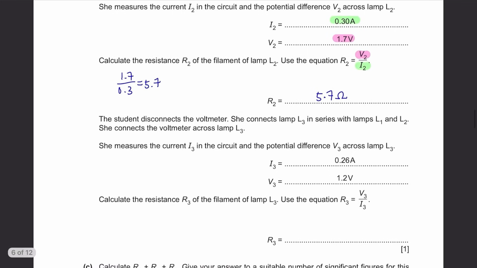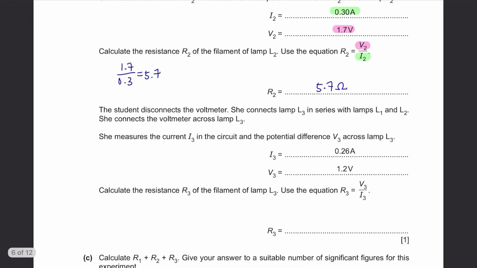Calculate the resistance R3 of the filament of lamp L3. Use the equation R3 equals V3 over I3. 1.2 divided by 0.26 equals 4.6. Again, it's in 2 significant figures.